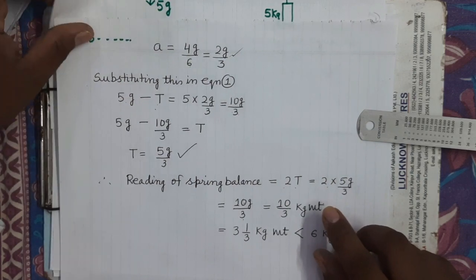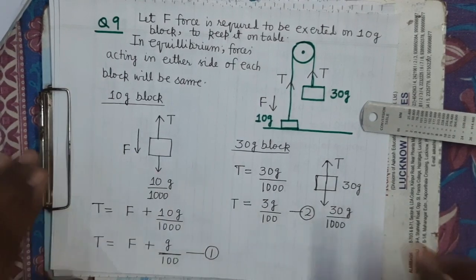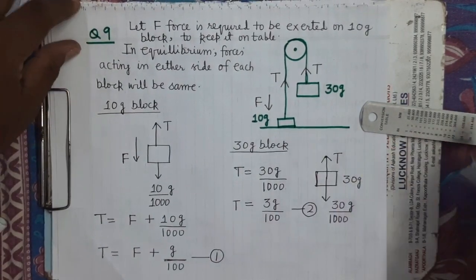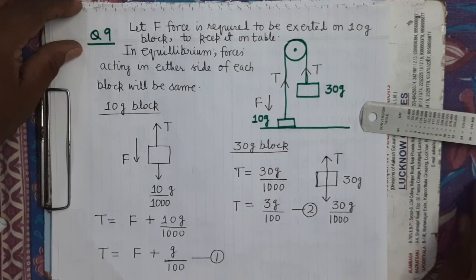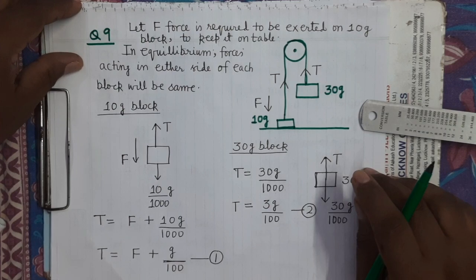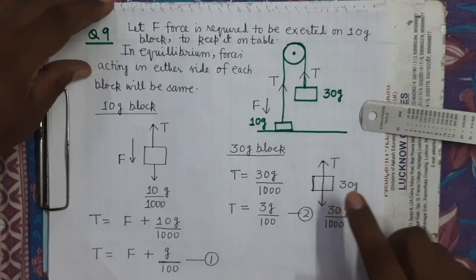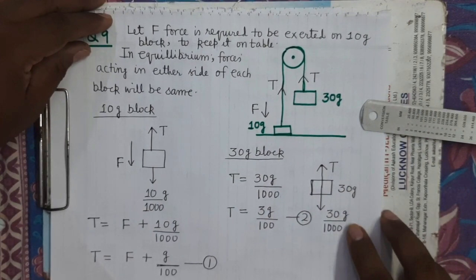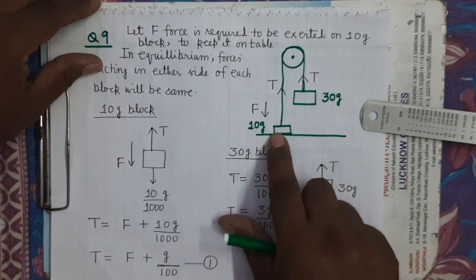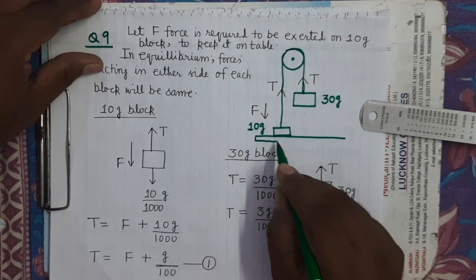Now see question number 9. Question number 9, you can see here. 2 blocks of masses 10 gram and 30 gram are fastened to the ends of a cord which passes over a frictionless pulley. It's clear. The 10 gram block rests on the table. This one is the table.